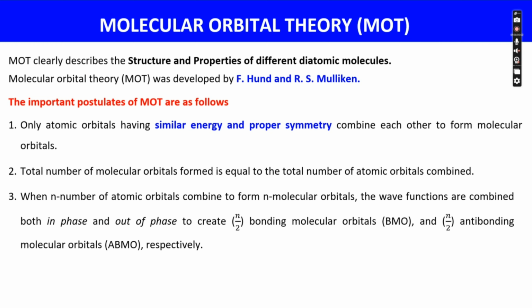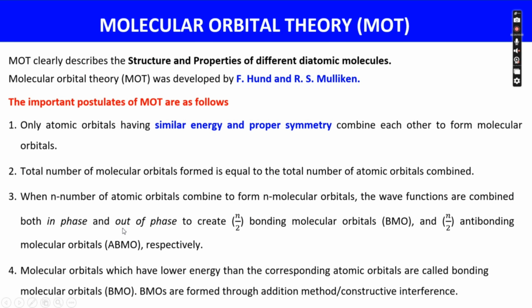The third question is, are all the molecular orbitals the same? The answer is no. If n atomic orbitals are combining and forming n molecular orbitals, out of n molecular orbitals, n by 2 are bonding molecular orbitals, and another n by 2 are called antibonding molecular orbitals. Because bonding molecular orbitals are formed through in phase combination, antibonding molecular orbitals are formed through out of phase combination.